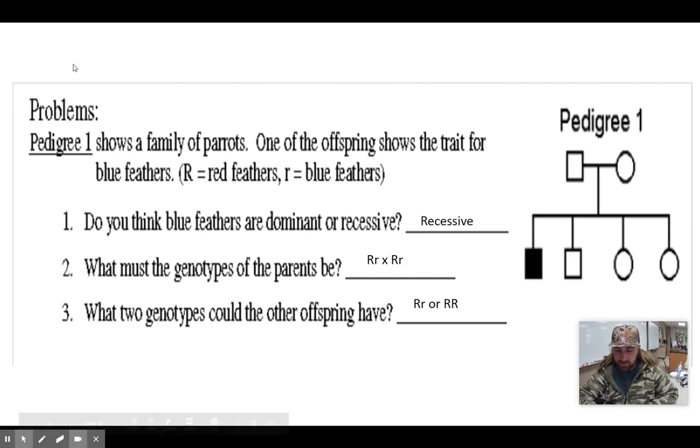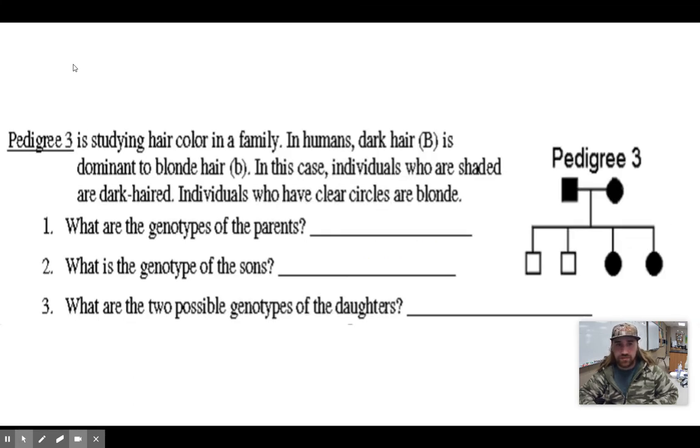Okay. Now, we can look at another example. So Pedigree 3 is studying hair color in a family. In humans, dark hair, which is capital B, is dominant to blonde hair, which will be lowercase b. In this case, individuals who are shaded are dark hair, and individuals who have clear circles are blonde. So we have dark hair, dark hair, dark hair, dark hair, two blondes. Okay. How do we do this?